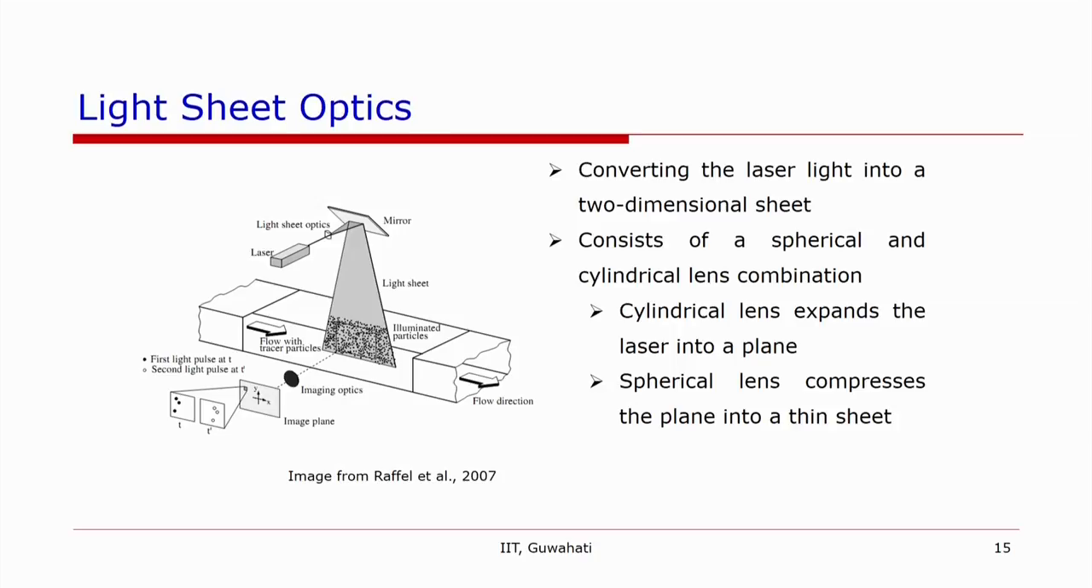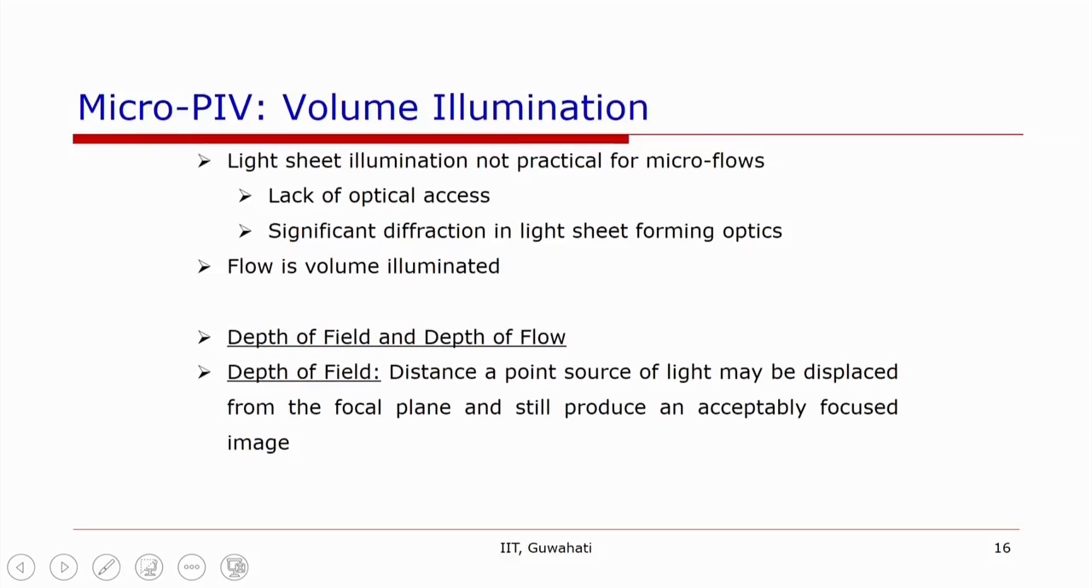Okay. So, this laser is converted into a light sheet using a combination of a spherical and a cylindrical lens. The cylindrical lens expands the laser into a plane, and the spherical lens compresses the plane into a thin sheet. So, that is required for PIV applications in conventional channels, whereas the illumination is not a sheet illumination in micro PIV, or when analyzing flow in microchannels; it is volume illumination, as we have seen before.